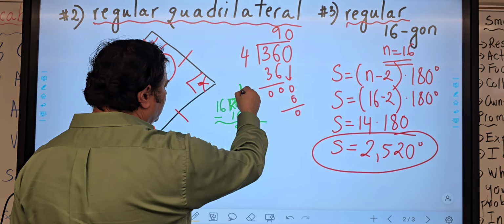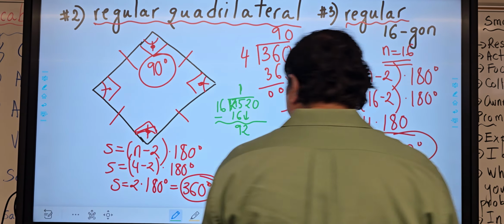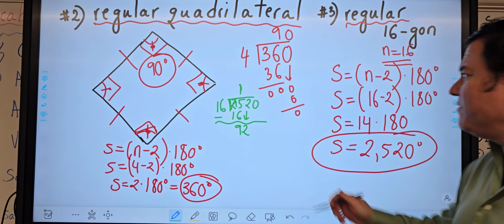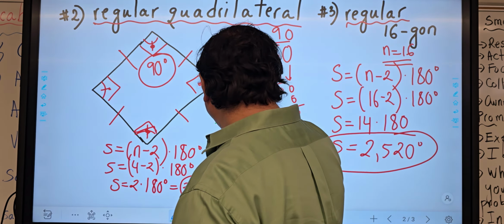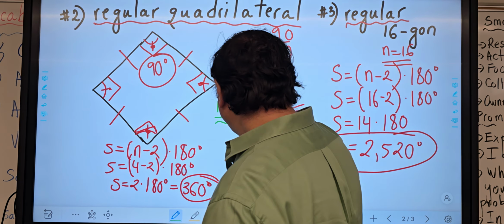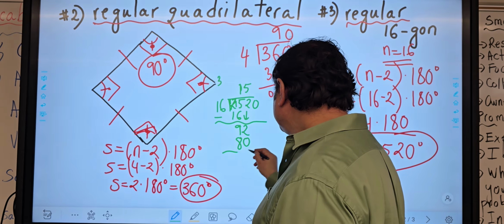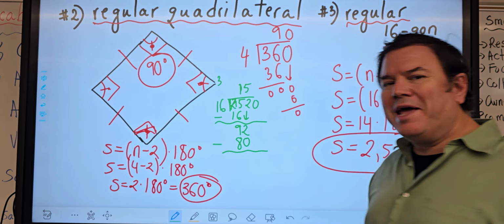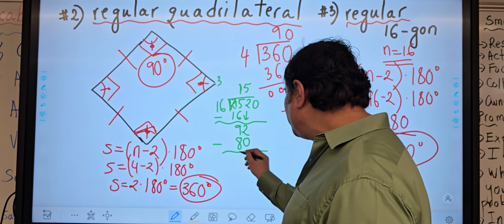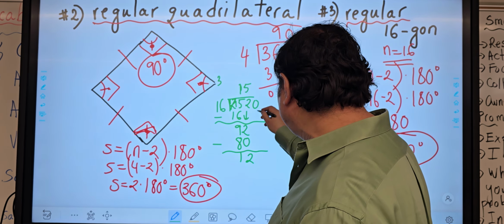Let's see, I think 5 may work. 5 times 6, 30, 0, carry the 3. 5 times 1, 5, plus 3 is 8. Okay, let's subtract now. 92 minus 80, 2 minus 0 is 2. 9 minus 8 is 1. And now we have to bring down the 0.